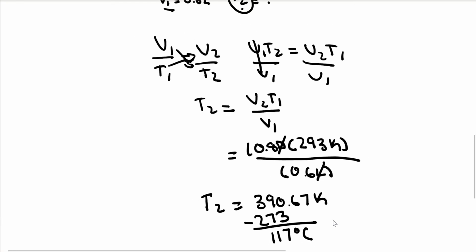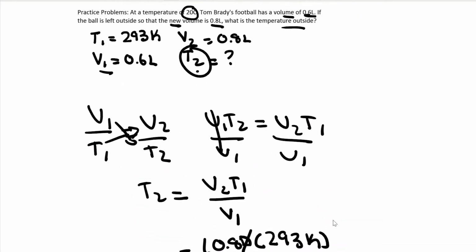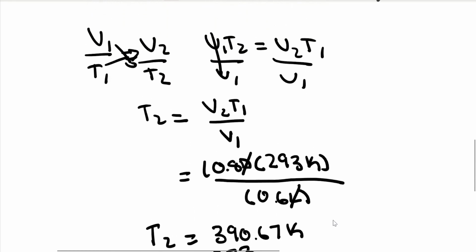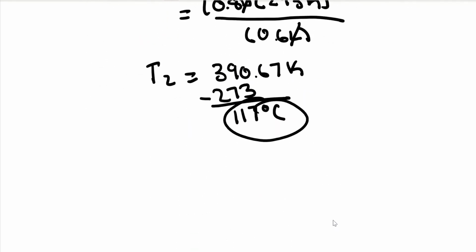Now let's make sure that our answer makes sense according to Charles's law. We saw that the volume increased, which means temperature has to increase as well. Initial temperature was 20 degrees Celsius, final temperature is 117 degrees Celsius, so obviously the temperature increased, so our answer does make sense.